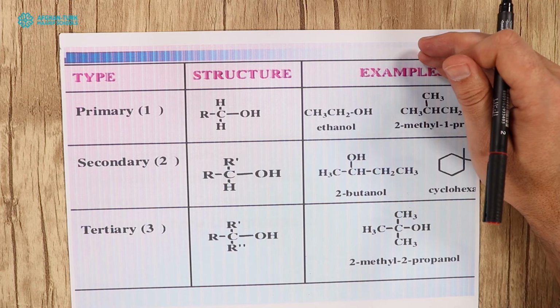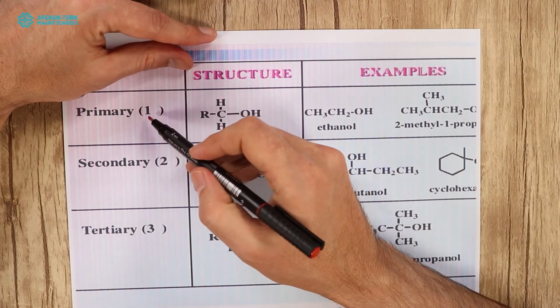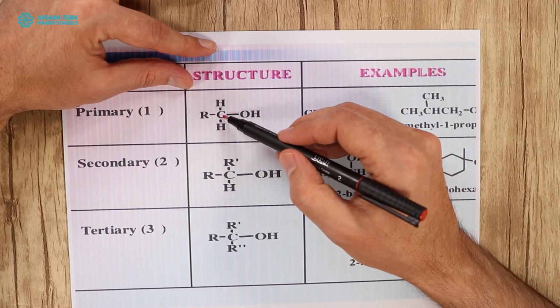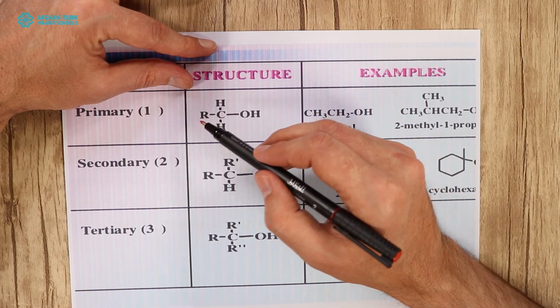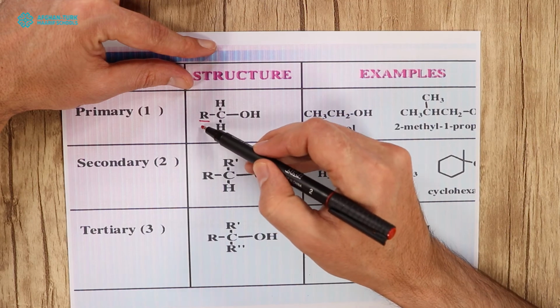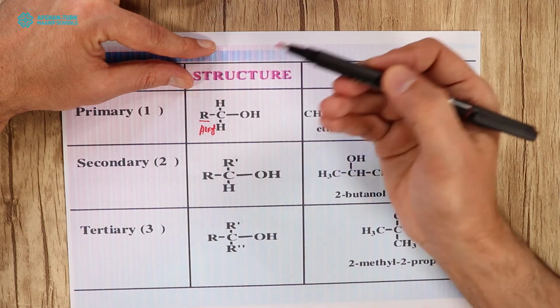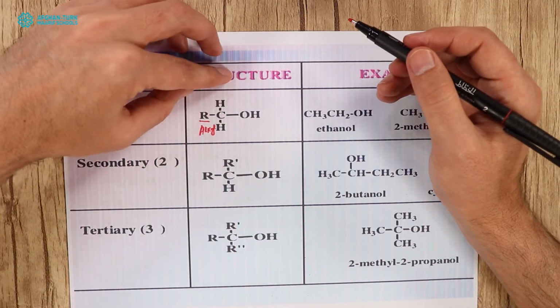Their examples: first, primary alcohols. I already told you that in a primary alcohol the carbon atom is attached to only one alkyl group. Here R shows the alkyl group. Alkyl may be methyl, ethyl, or propyl, don't worry.